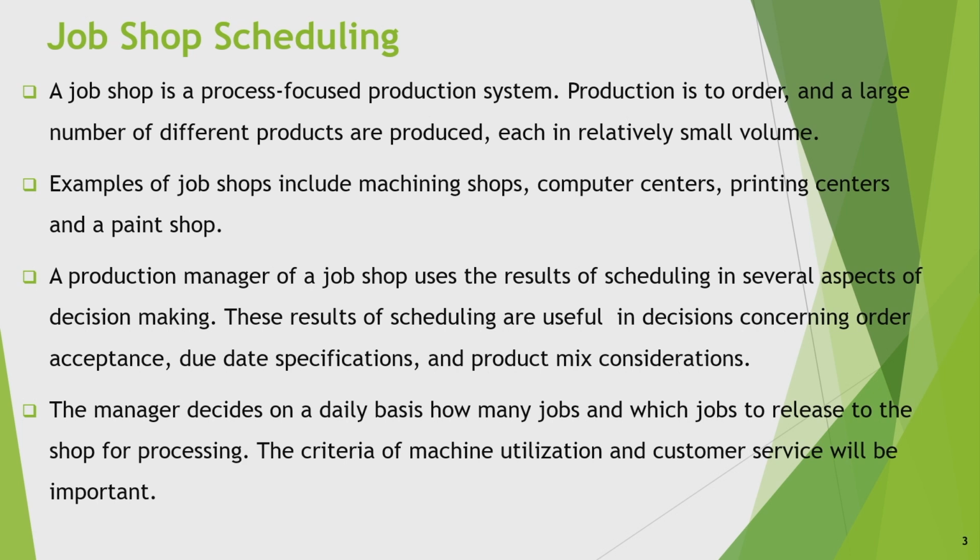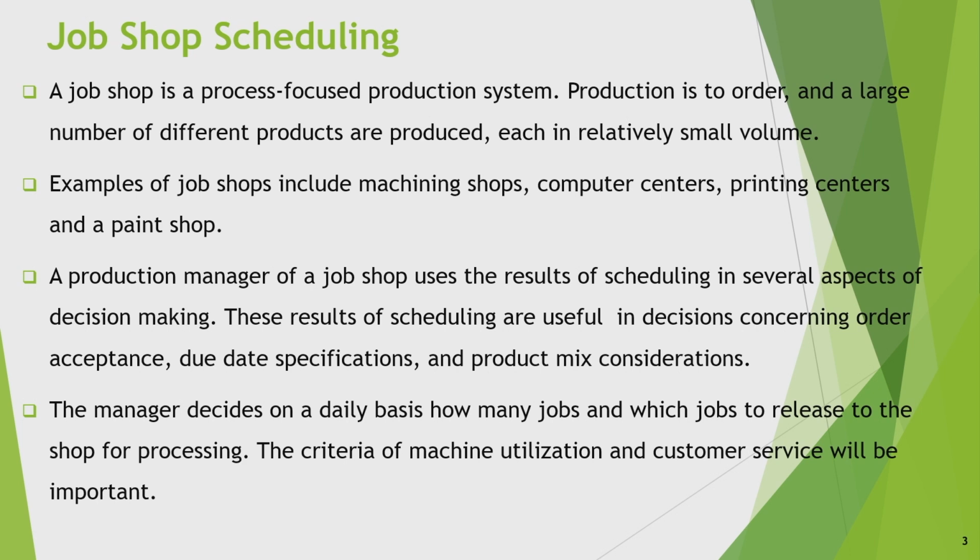Examples of job shops include machine shops like workshop, then maybe computer center where different jobs are there and they have to be processed in a sequence. Suppose there is a supercomputer also, but there are say 1000 jobs waiting to be done, then it also has some sequence. Printing centers and a paint shop.